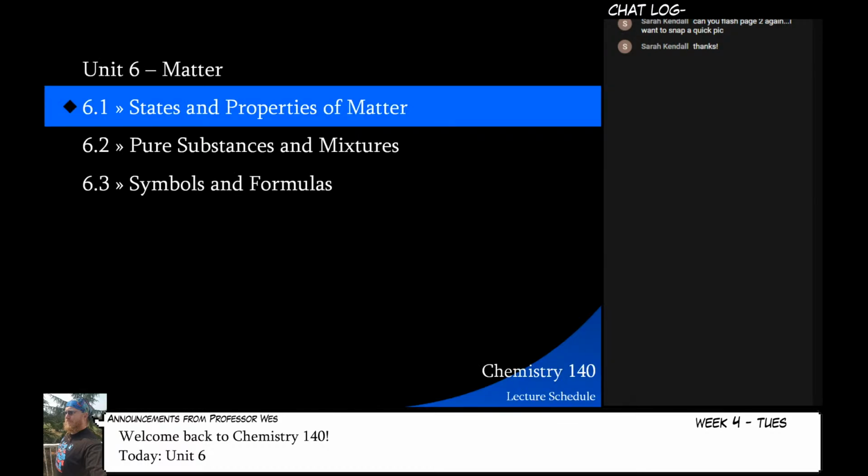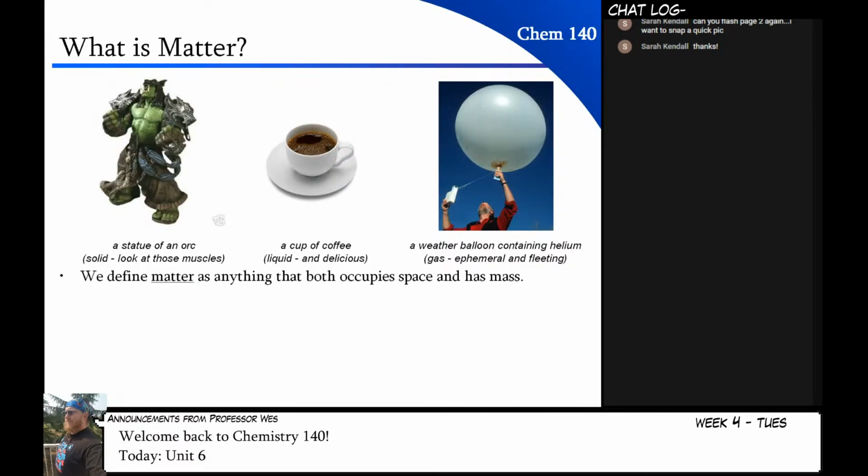Unit 6, not very much to talk about today. We're going to talk about matter. Why does matter matter? In a chemistry class, matter matters a lot because that's the whole point. The interaction of any pieces of matter with each other to transform and turn into different matter is what we call chemistry. That's the whole point of taking this class.